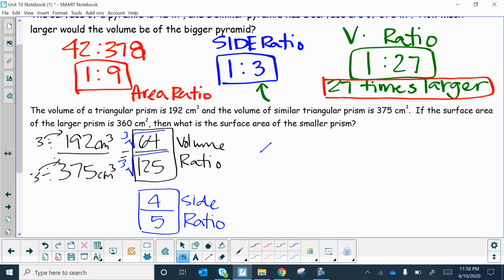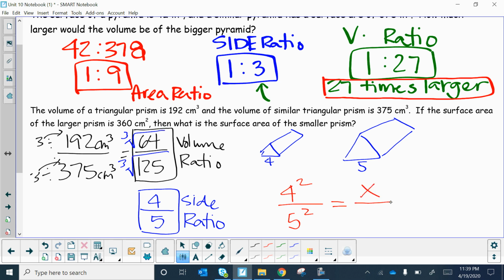Okay, so all the sides are 4 to 5 of this triangular prism. So imagine a small triangular prism and then a larger triangular prism. And let's just say the base was 4. That means this base over here was 5. Okay, because those are the side ratios. Okay, the volume ratio is 64 to 125. So now, in order to solve for the surface area, I need to use the area ratio, which would be 4 squared to 5 squared. I have to use that. I can't use 4 to 5. I can't use 64 to 125.